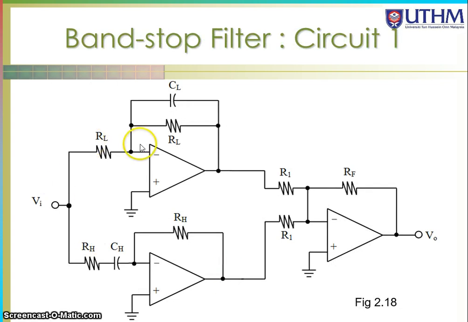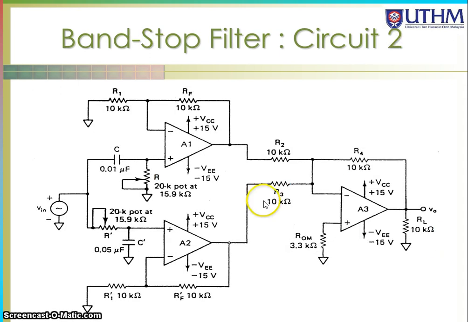So this is the first circuit. This is an integrator, the C over here. So this is a low pass filter, and this is the high pass filter, which is the differentiator. So you sum the output over here with the other output of the high pass filter going into the summing amplifier, and you get the output, which is a bandstop filter.